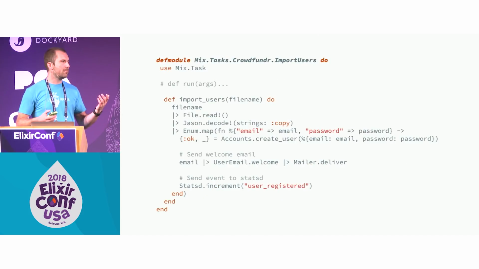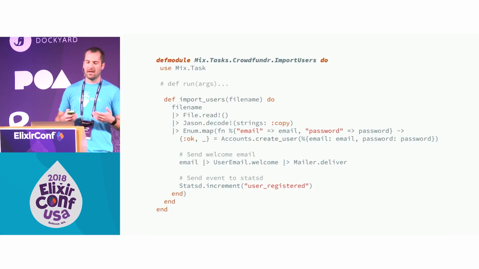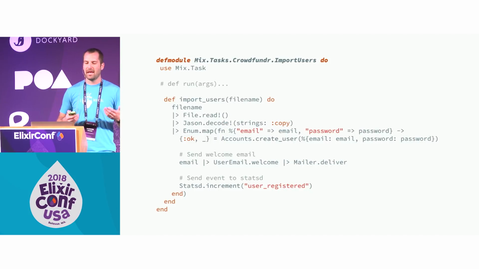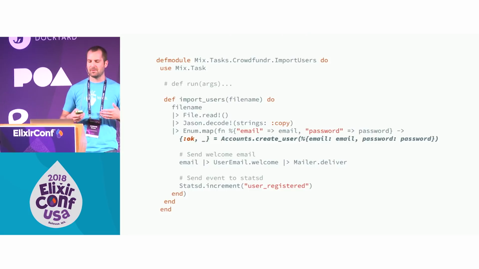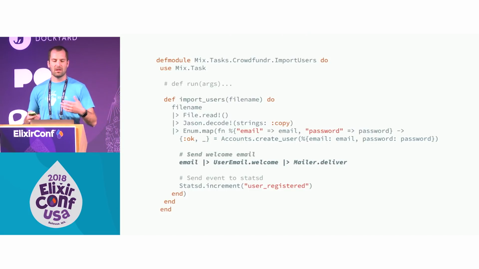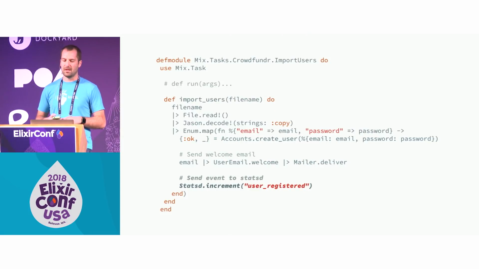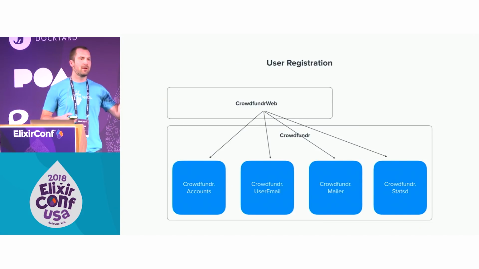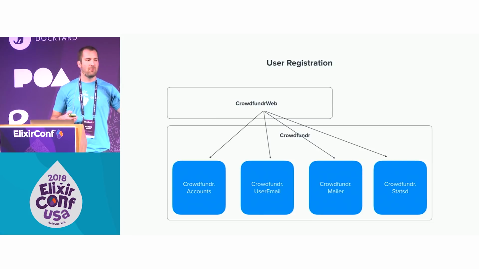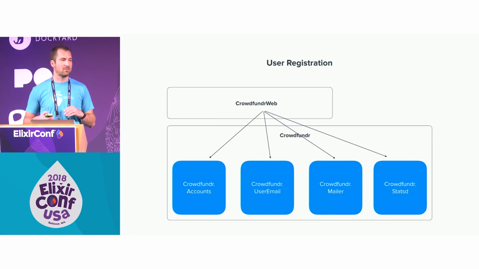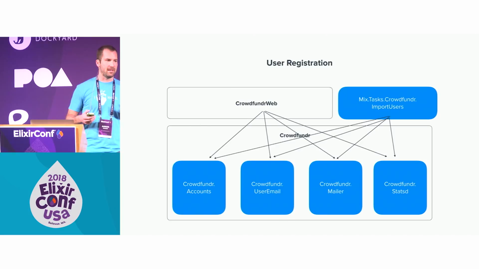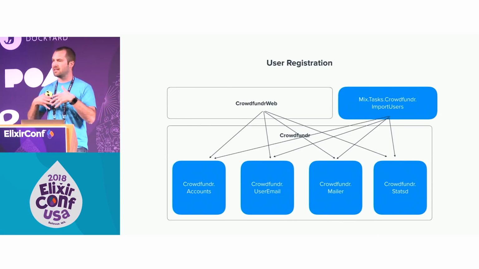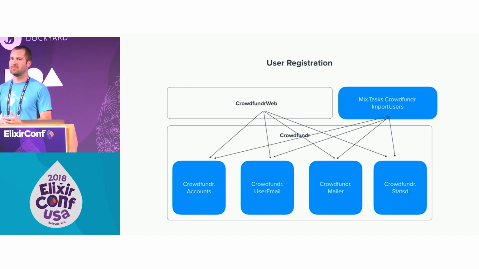And we also have a mix task that does the same steps. This reads users out of a JSON file and registers them just like the other app. So it's create the user, send a welcome email, send off a metric. Now let's see a diagram of this. We have the web app reaching into 4 separate modules to actually do the user registration, and same with a mix task. Okay, and you can see these lines getting crossed, and that's an indication that complexity is creeping in.